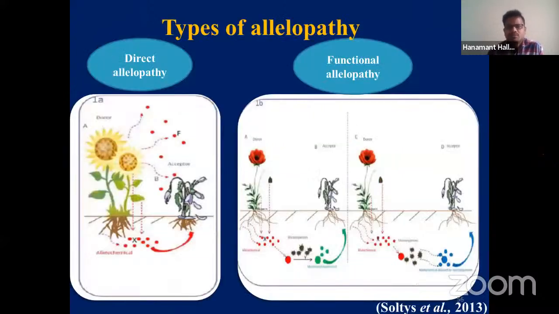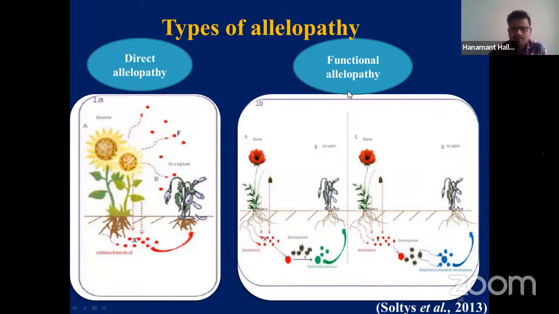There are two types of allelopathy: direct allelopathy and functional allelopathy. Here in direct allelopathy, this is the donor plant and this is the acceptor plant. Chemicals will be directly received by the plants and plant growth will be reduced. This is called direct allelopathy.